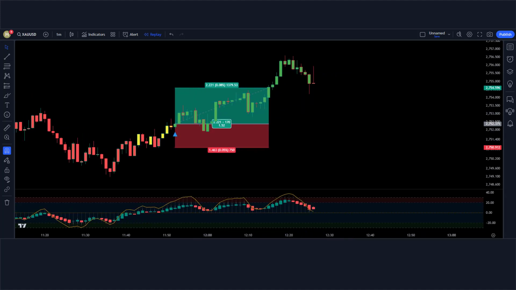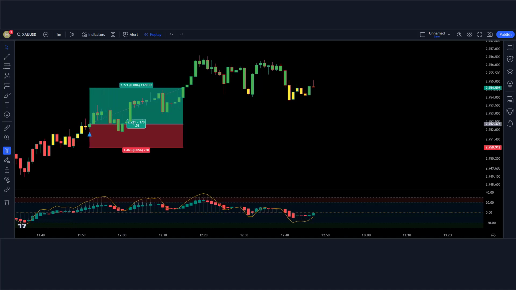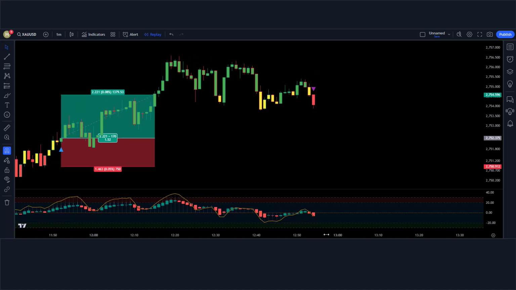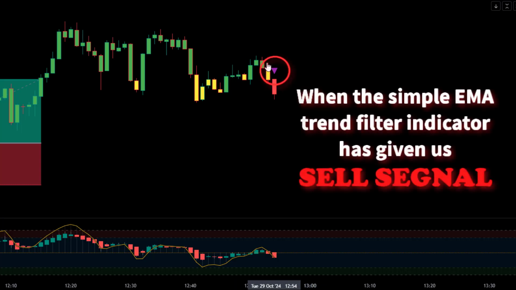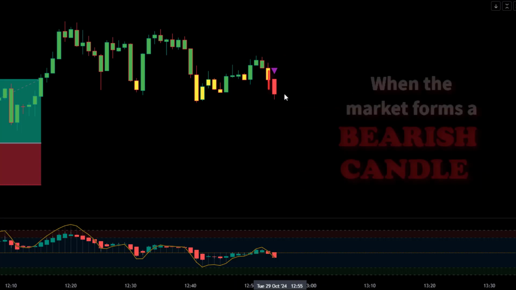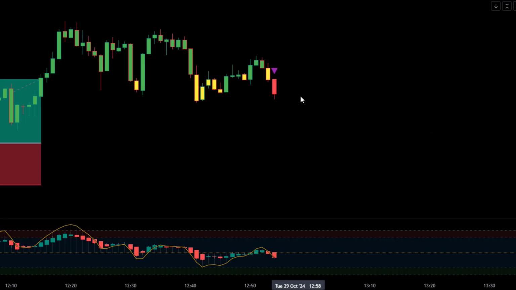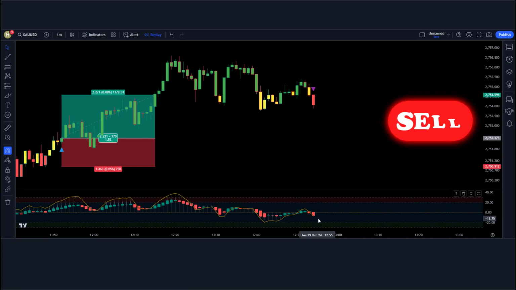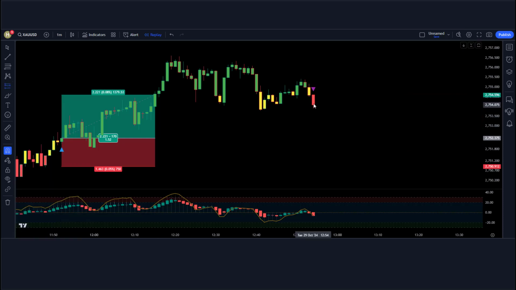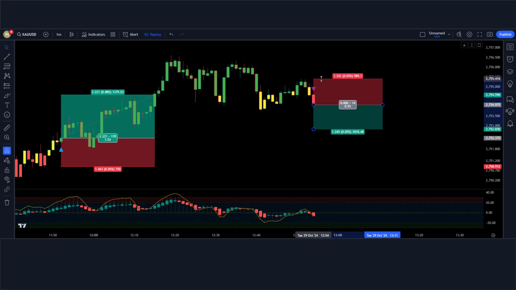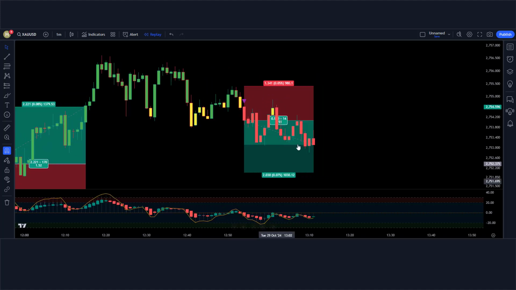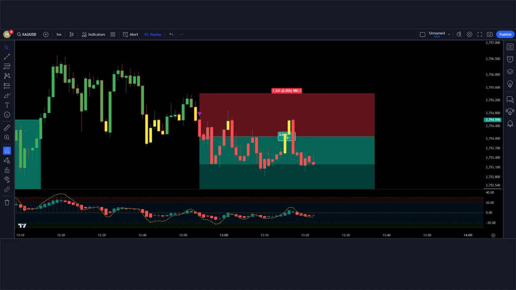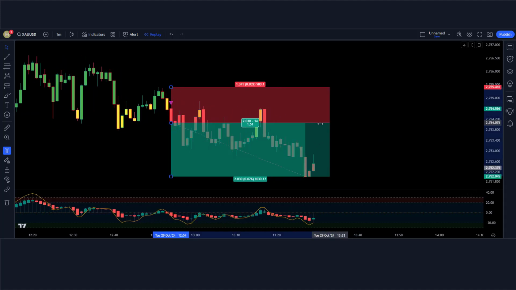Now, let us understand the short position. When the simple EMA trend filter indicator has given us sell signals, when the market forms a bearish candle, and when the isobars of the Heikin-Ashi RSI oscillator indicator are downward, if this condition is fulfilled, then we will place a sell order. Our stop loss will be placed at the current market's higher level, and the risk to reward ratio will be 1:1.5. The market has completely hit the target.